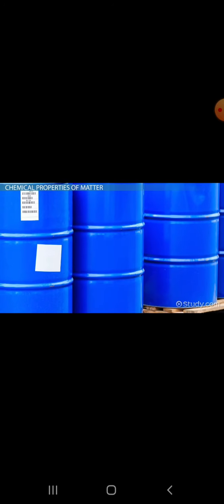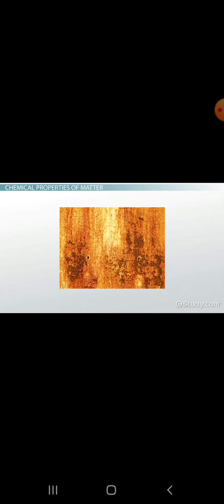Matter has other properties besides physical properties. Matter can also have chemical properties, which are behaviors that matter displays when it goes through a chemical change. So, chemical properties are the changes in the identity of the matter that occur after reacting with something else. For instance, the way that matter, for example metal, changes when it reacts with oxygen is a chemical property.